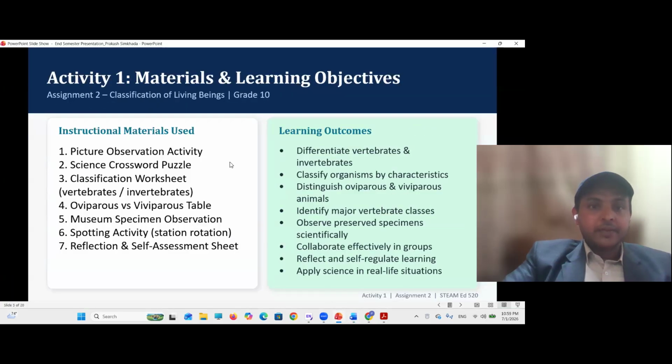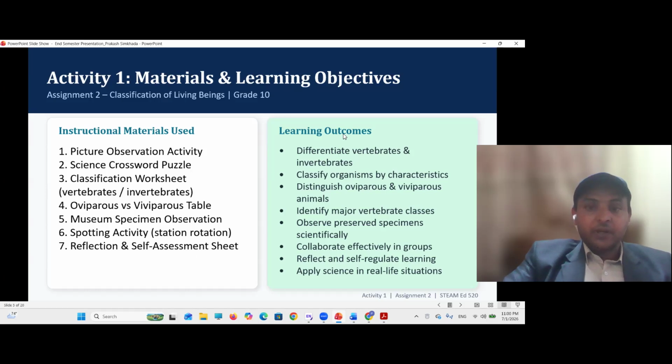And another one is an activity on classification of living beings. This activity I have applied in my classroom. Here, the students will do different work. First, they will observe the picture. Later on, they will solve a crossword puzzle activity, and they will work on the classification worksheet, and they will fill the oviparous and viviparous table. Later on, they will be requested to observe the museum specimen, and they will do the spotting activity, and at last they will follow the self-assessment.